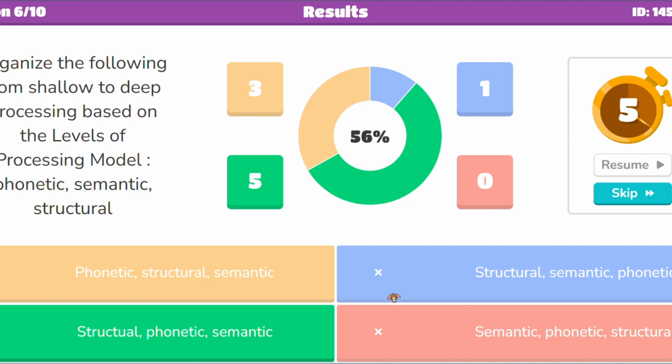Yeah, I think this is just something that you have to memorize, unfortunately. But structural is vision, phonetic is hearing or auditory, semantic is meaning.